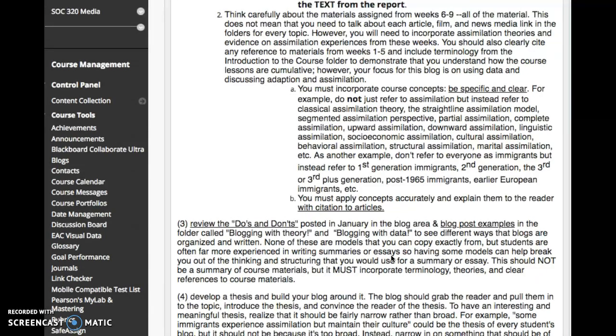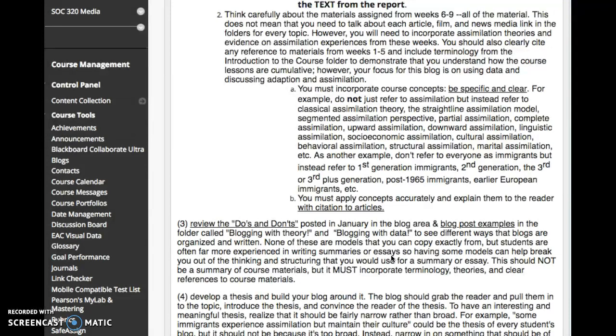When you're using these concepts, you need to be thinking about how to explain them, again, to a general audience, a reader who is not familiar with the scholarship that you are now familiar with. You need to apply the concepts accurately, right? Don't just throw some words out there to put them in. That's going to make you lose points more than help you at all. So you want to make sure that you're being specific and clear.